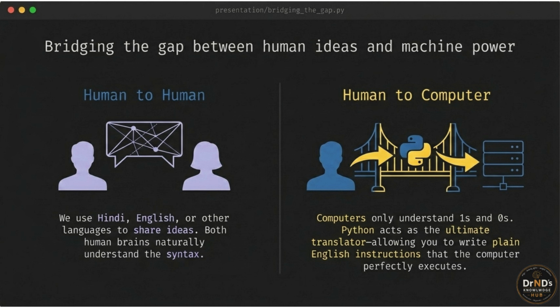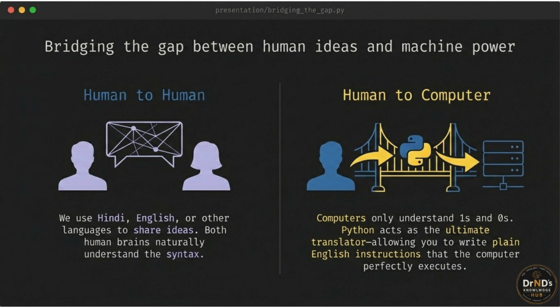Humans communicate with each other using languages like English, Hindi, or Telugu. When I say, please open the door, you immediately understand the meaning because our brains naturally understand human language. But computers are different. Computers understand only two things: ones and zeros, which we call binary language. So, how do we tell a computer what to do? That's where programming language comes in.